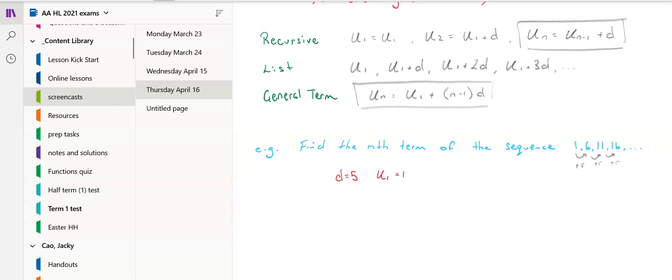So the nth term will tap into this general term expression that we just generated. Therefore the nth term is going to be u1, which is just 1, plus n minus 1 times d, which is 5. We're more used to seeing it in this fashion, and that is 1 plus 5n minus 5, which is equal to 5n minus 4.